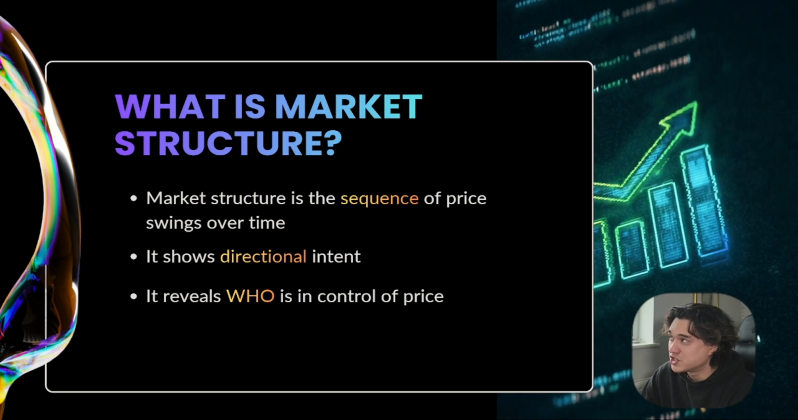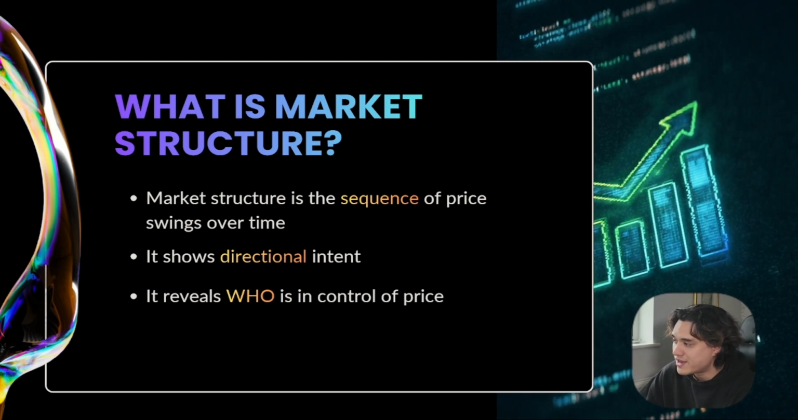So what is market structure? Forget everything you've heard about trend lines and moving averages. At its core, market structure is simply the sequence of price swings over time. It's the market's DNA. It shows us the directional intent, and most importantly, it reveals who is in control of price. And here's the most critical takeaway from this entire video.